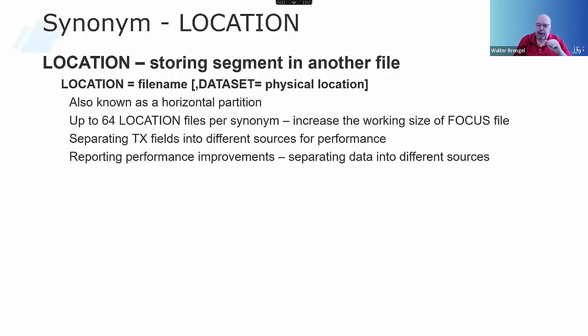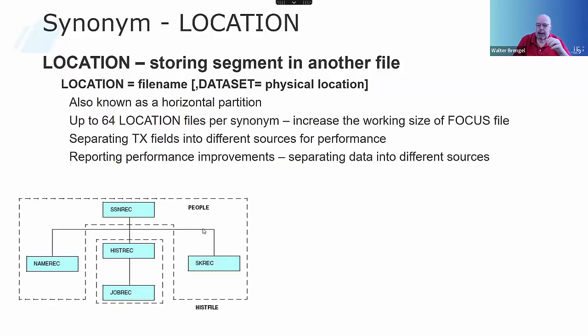All right, so location: you have up to 64 locations. Separate. So here I have a people record that has a social security number, a name, some history, a job record, and a school record.